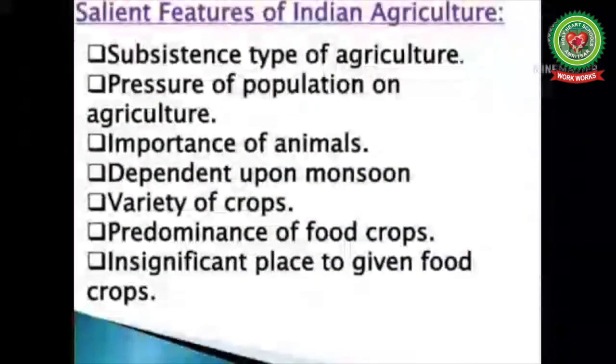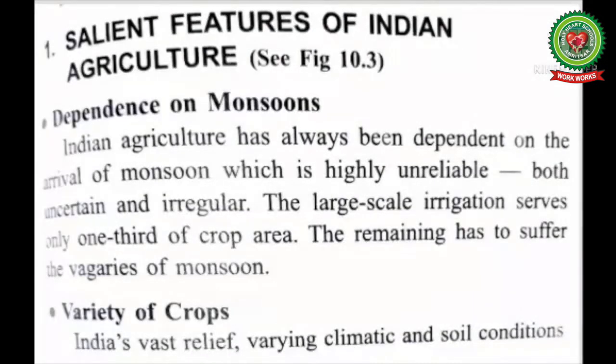So students, next point is salient features of Indian agriculture, which are as follows: subsistence type of agriculture, pressure of population on agriculture, importance of animals, dependence upon monsoon, variety of crops, predominance of food crops, insignificant place given to food crops. Let's do the reading. Salient features of Indian agriculture.